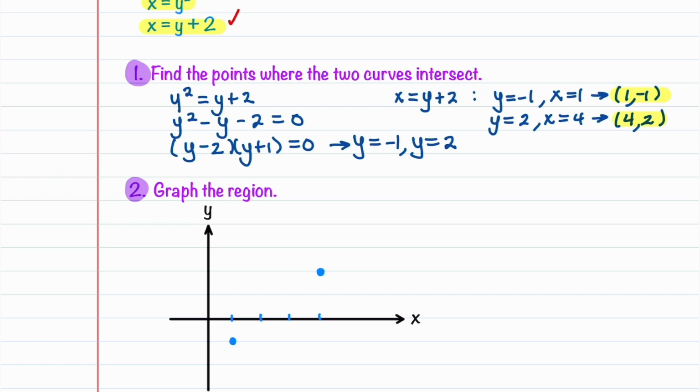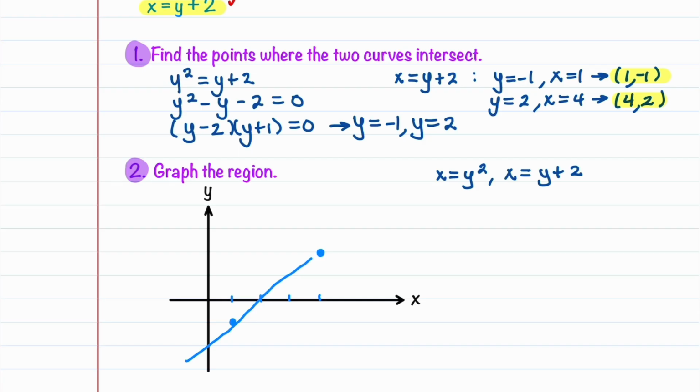Our curves are x is equal to y squared, and then x is equal to y plus 2. Let's graph the straight line first. It's just going to go between these two intersection points. Let's now graph this parabola. It is a parabola that opens to the right and has a vertex at 0, 0. So we can just go ahead and graph this.